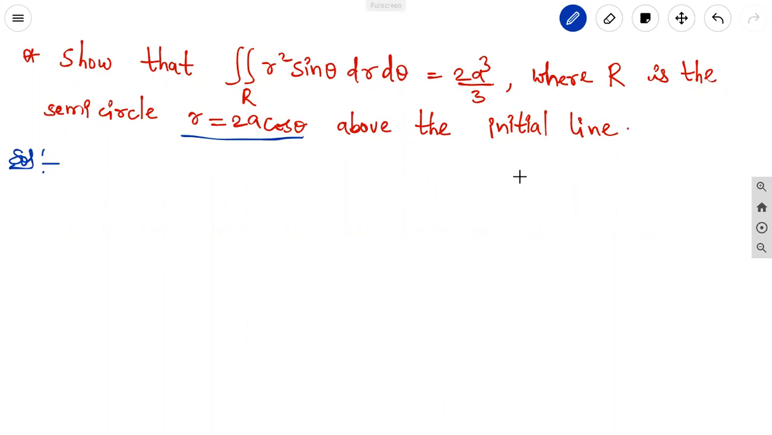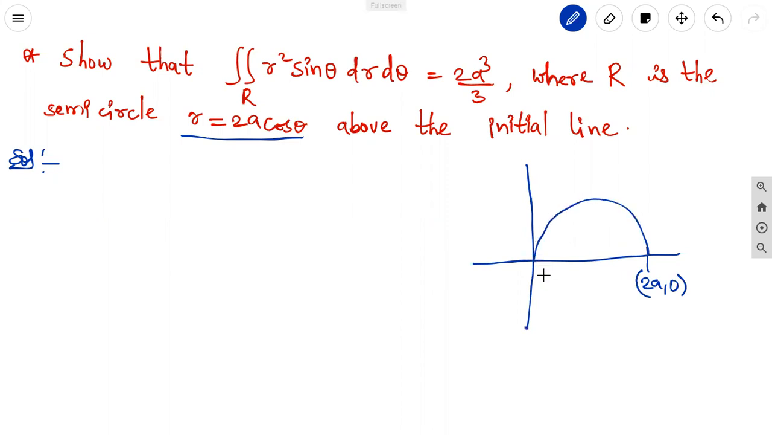Here, for the semicircle, we know that when θ equals 0 degrees, cos θ makes r equal to 2a. This is the point (2a, 0). When θ equals π/2, cos π/2 is 0, so r becomes 0, which is the origin. Taking some lines, P is the pole, and the semicircle region can be defined as r = 2a cos θ.